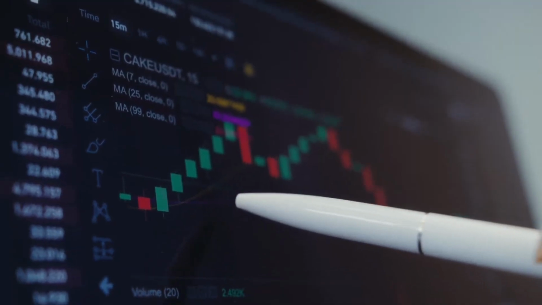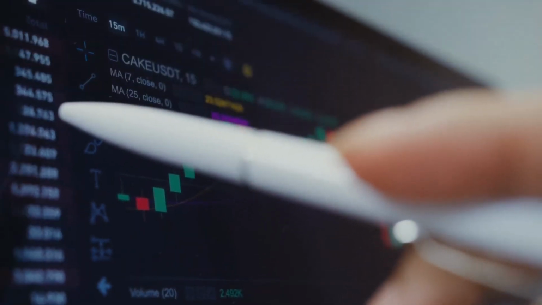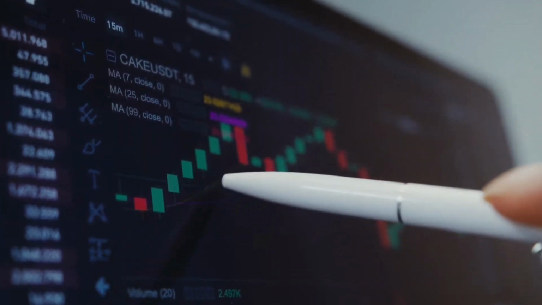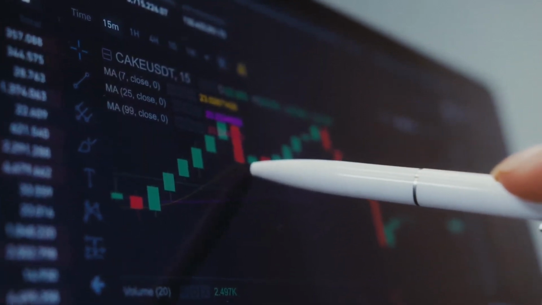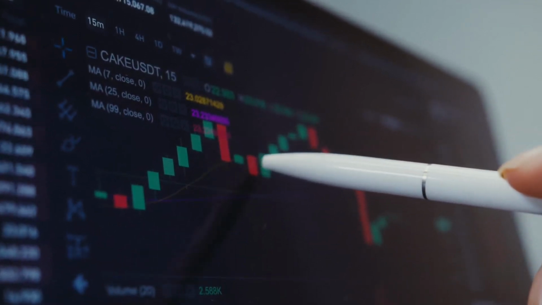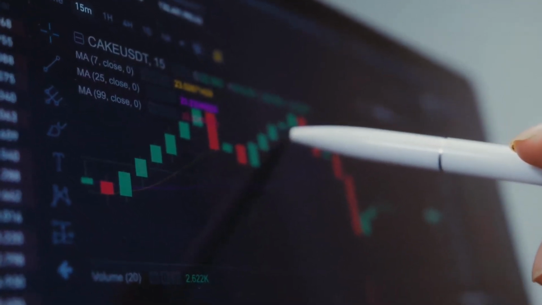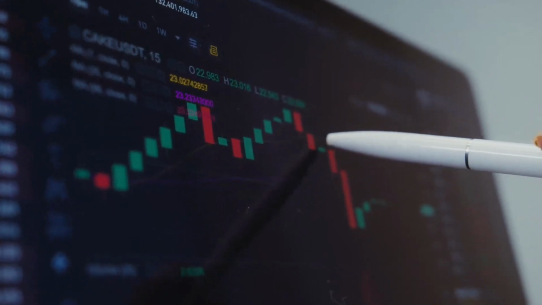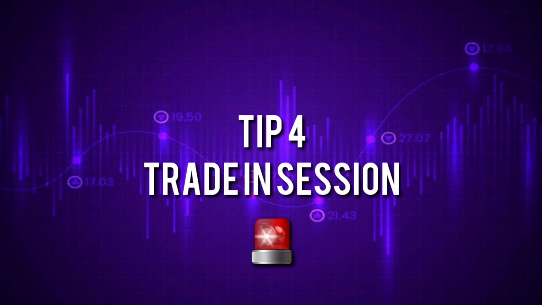So all I'm going to say is, guys, if you're constantly jumping around changing your strategy, you will not become a successful trader. You want to find your feet, you want to find some consistency. Yes, you will take some losses along the way, but that is part of trading. Just remember that. Moving on to tip number 4, only trade in session.